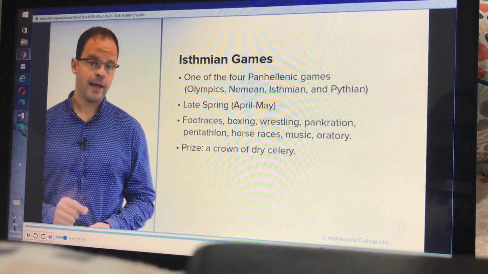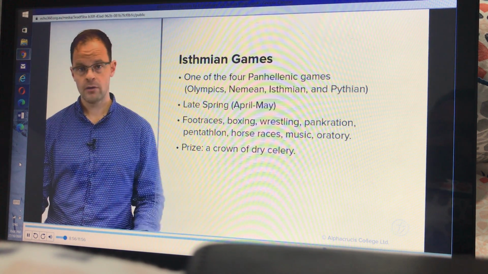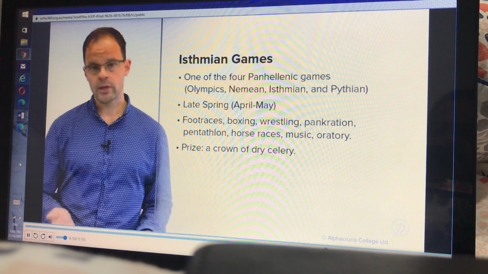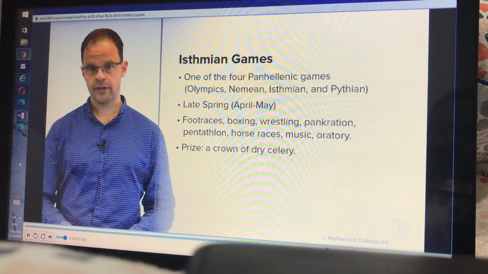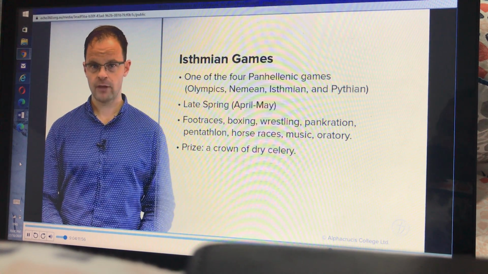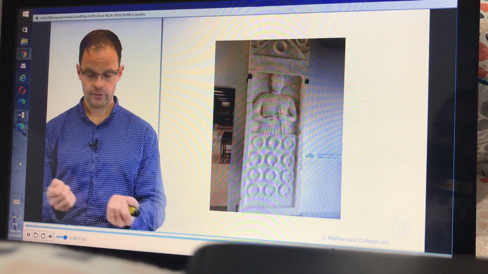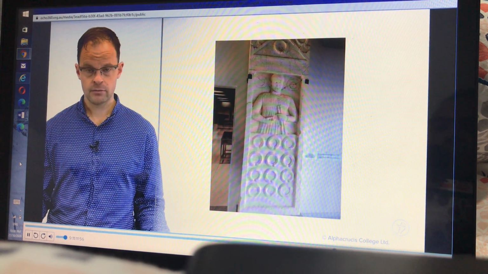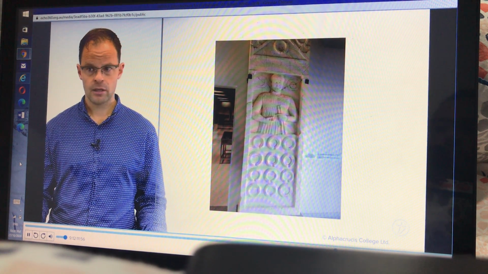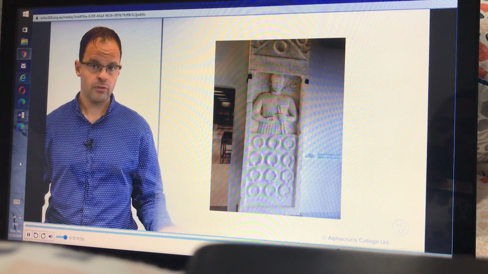Now, if you won the games, not just the event, but if you were the ultimate winner of the games, what you would win was a crown of dried celery. And you go, all that effort for a piece of grass. I mean, it's kind of like if you won a gold medal at the Olympics today and you realise it's just gold foil with chocolate inside. Like, you could literally eat the thing. And you go, so what the hell's the point? Well, the point is the honour that comes along with having won the games.